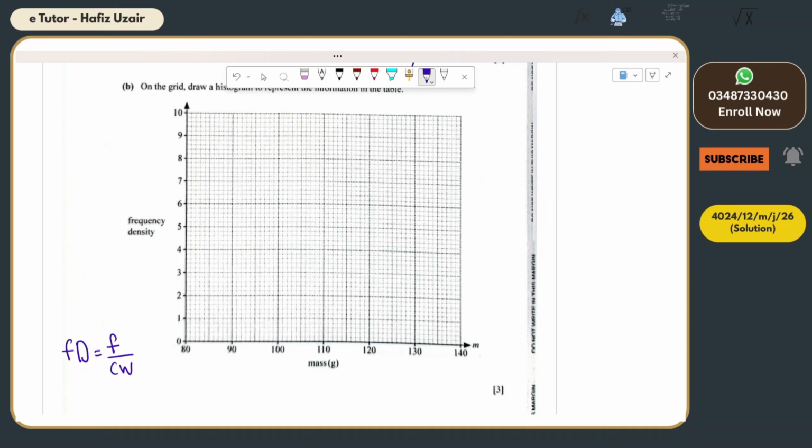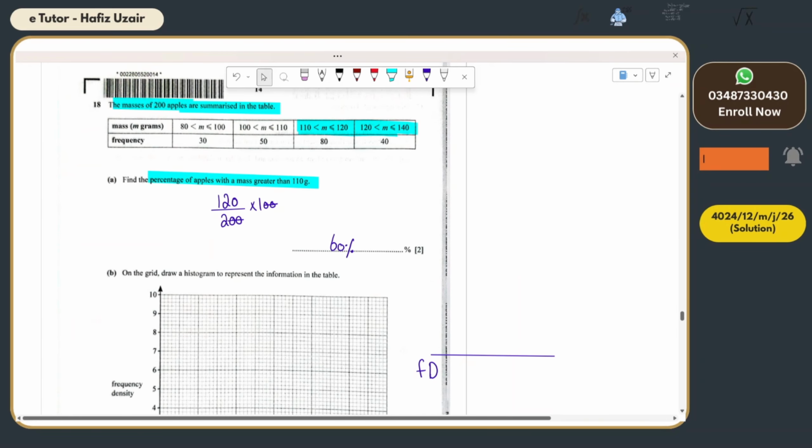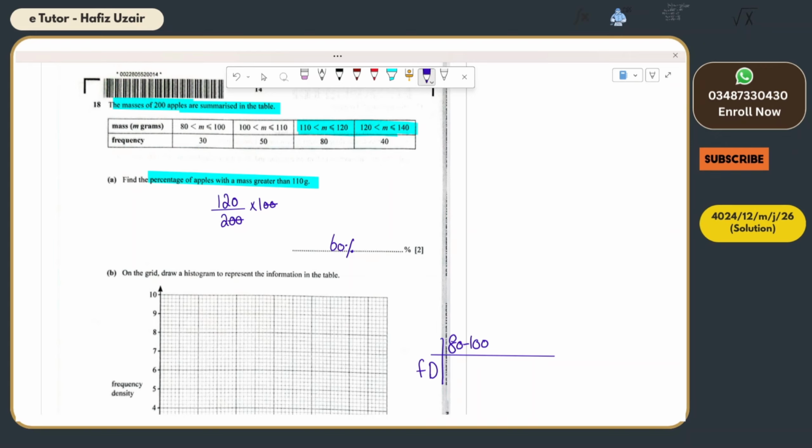We need to find out frequency density. So the first interval over here is, let's write it down, from 80 to 100. For 80 to 100, the frequency is 30. And what is the class width? 100 minus 80 will be the class width, and that is 20. So you can write 30 by 20, and 0 can be cancelled with 0, and 3 over 2 is actually 1.5.